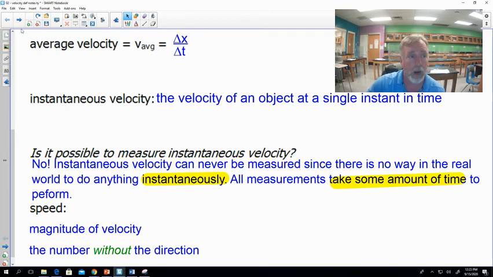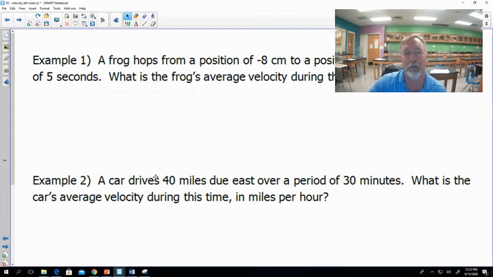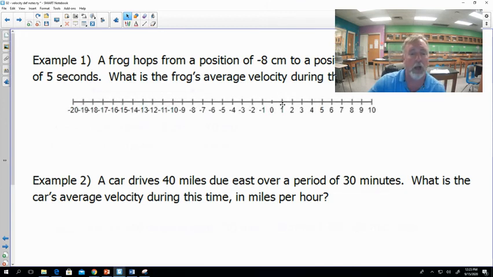All right, a couple quick problems here to show this example for velocity. A frog hops from a position of -8 centimeters to -18 centimeters over a period of 5 seconds. What's the frog's average velocity? Well, let's put our handy dandy number line on here. That's going to help us out a bit.